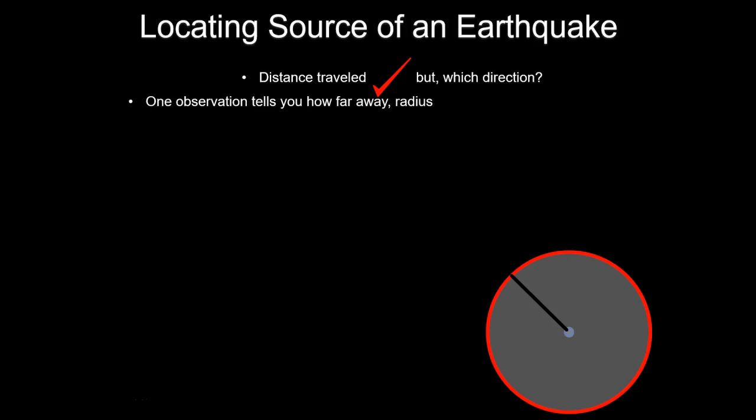So one observation is going to tell you how far the epicenter is from it, and this gives us a radius to work with. So this is going to be the radius that we are working with. This is the observation location, and this is all the possible locations where the epicenter could have been based on this one location.